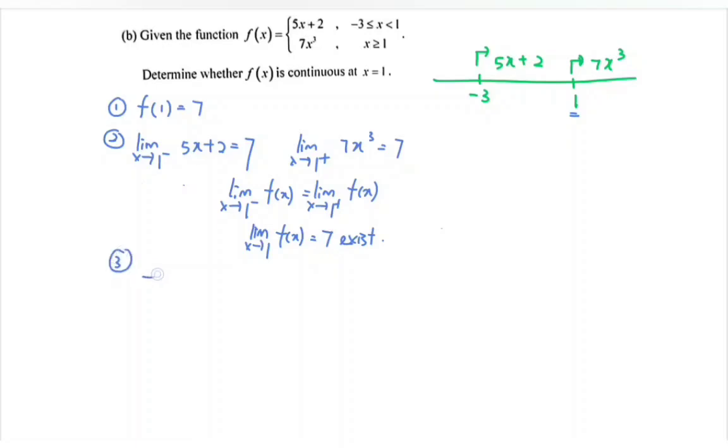Step number 3, is f(1) equal to the limit when x approaches 1 for the function f(x)? The answer is yes. So if it's a yes, then f(x) is continuous at x equals 1.